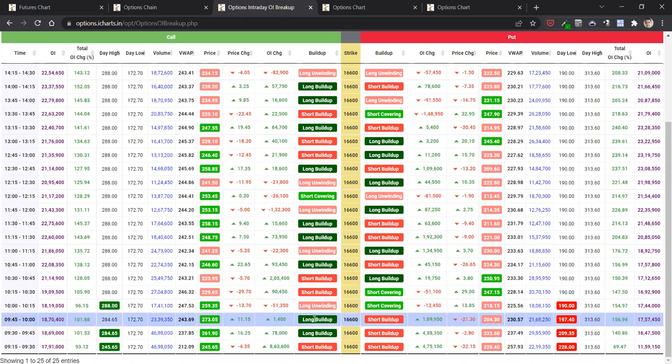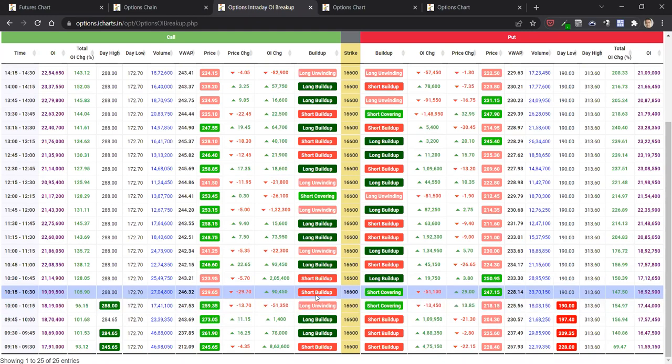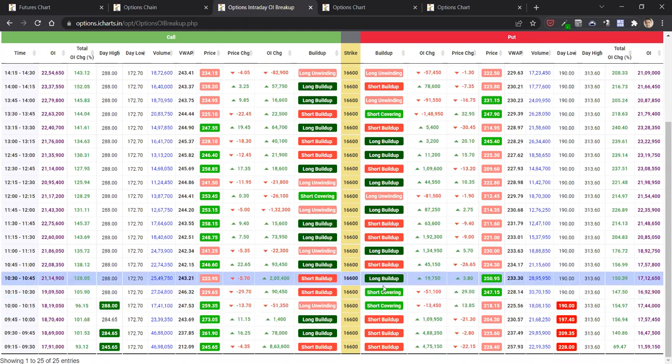So let us take the next example again. After this, this was long buildup here. This weak signal, we continue to ignore. This is again a strong signal here, and a clear strong signal over here, 10:45. This is a short call signal and a long put signal.